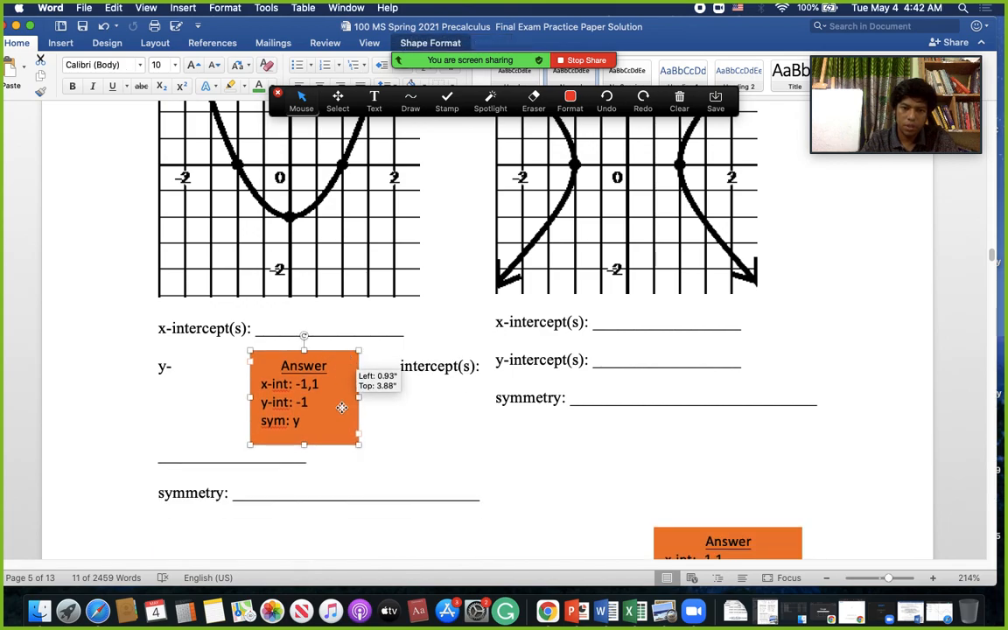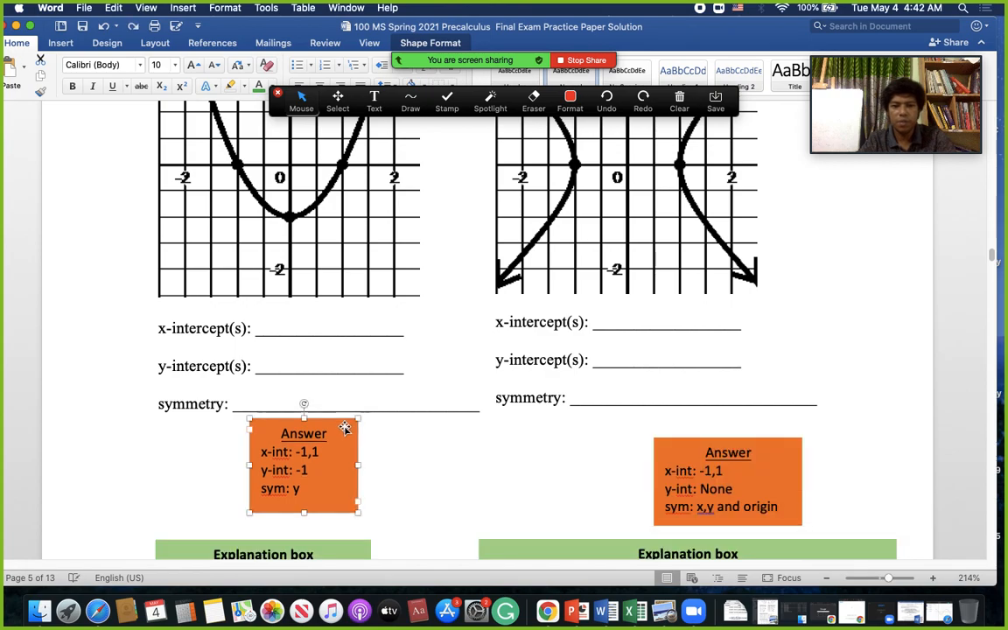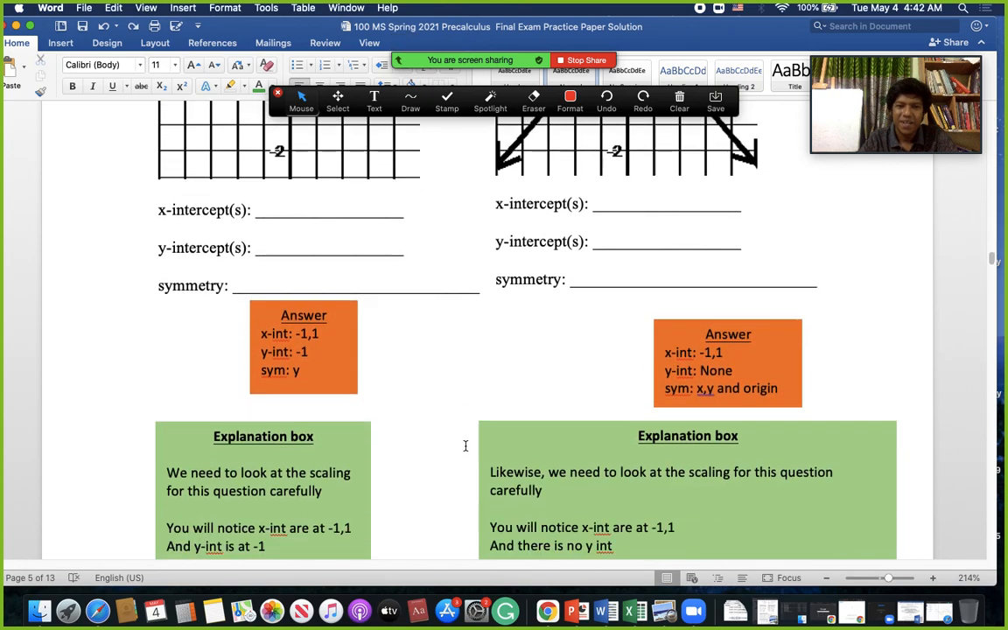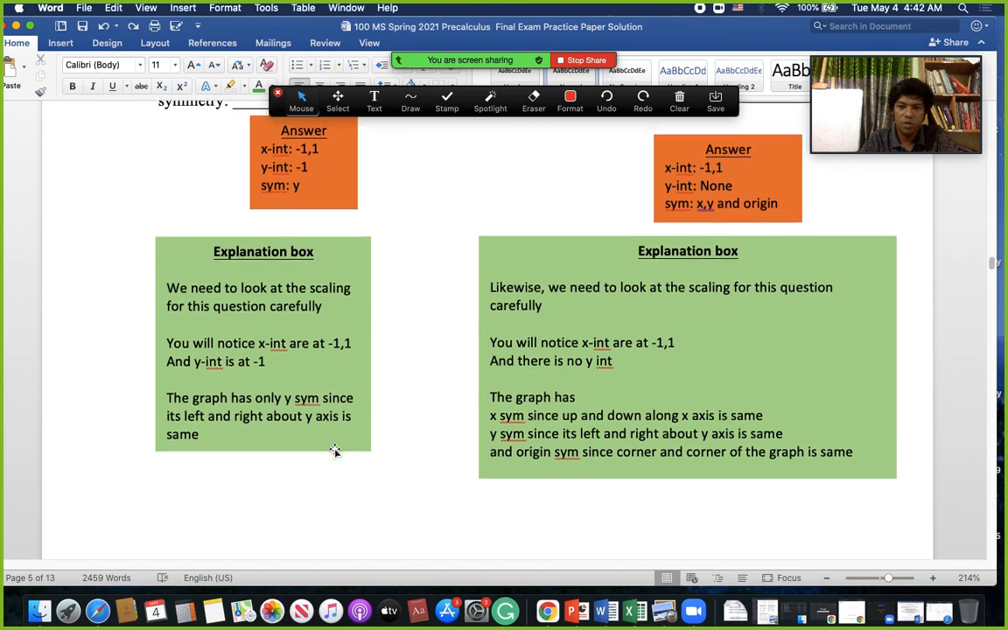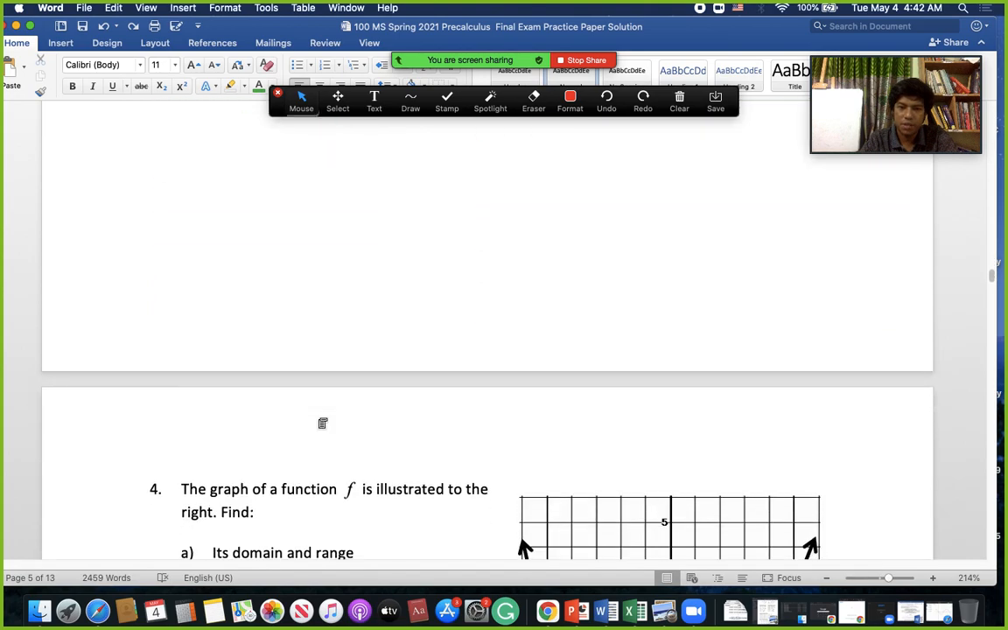Can I put it here? No. If we put it there, then everything gets messy. Anyhow, there is also an explanation box. If you're interested, you can read that.